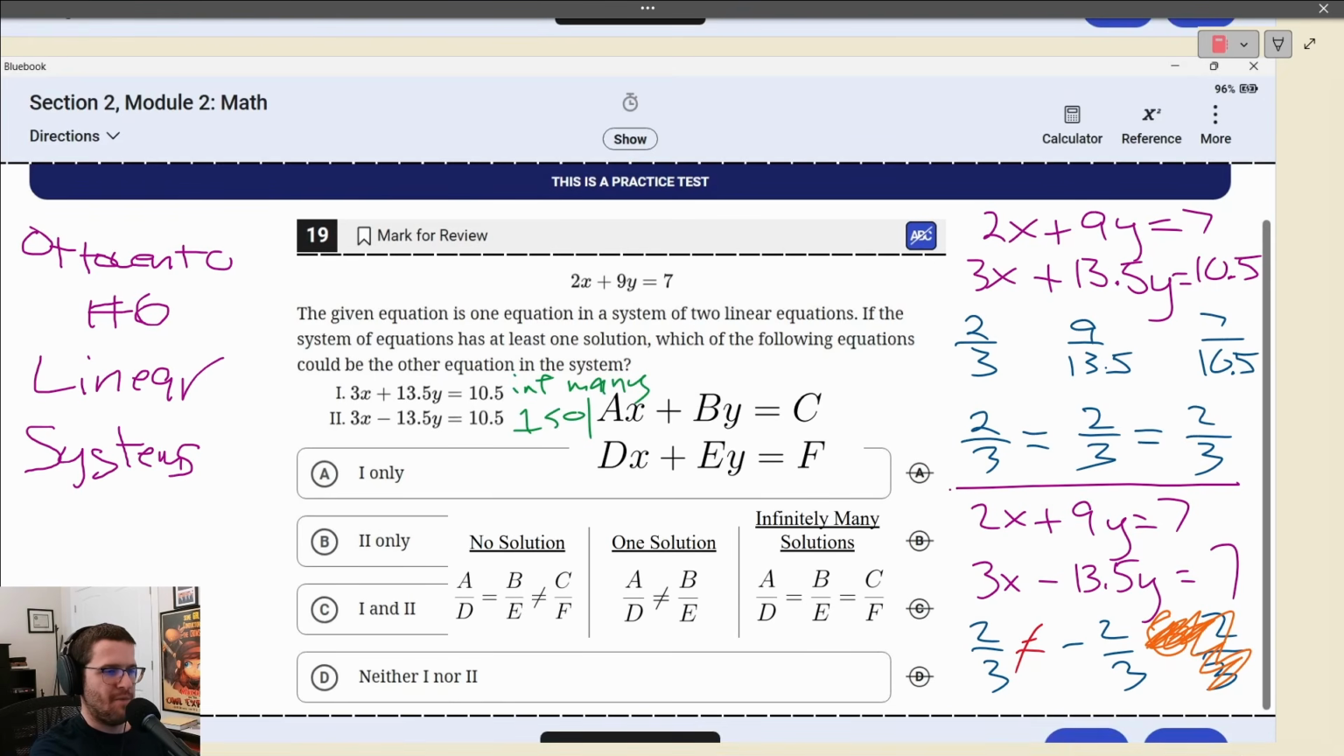And really weird, the question says at least one solution. So basically, if it has one solution or infinitely many, it's good. So I guess both of these are good. And the answer is 1 and 2, which is letter C. This is way easier to do on Desmos, so let's go do that.